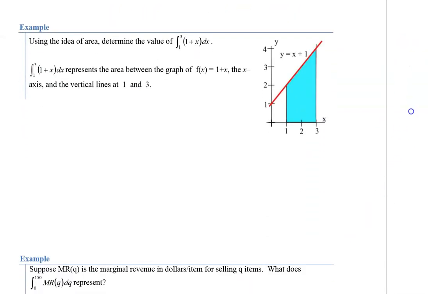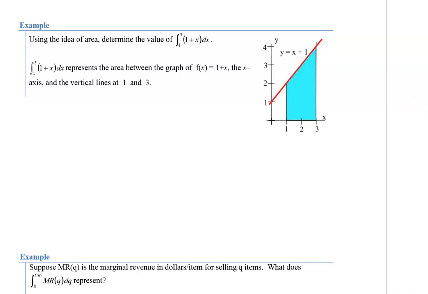Let's look at this example. It says, using the idea of area, determine the value of the integral from 1 to 3 of 1 plus x dx. And it says, remember that this represents the area between the graph of 1 plus x and the x-axis. So this is this blue shaded region, with the vertical lines at 1 and 3.